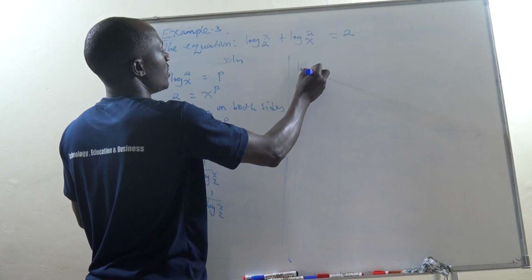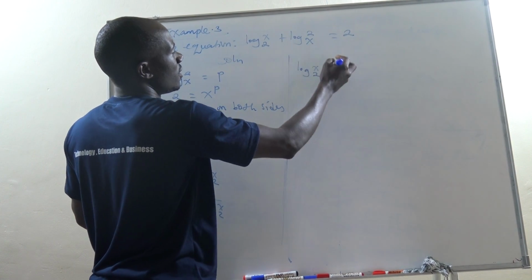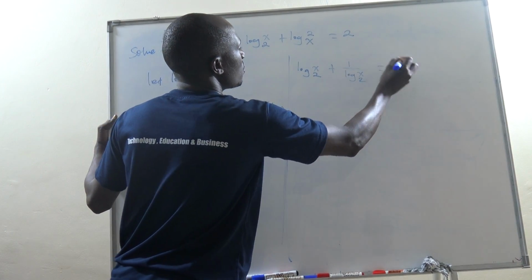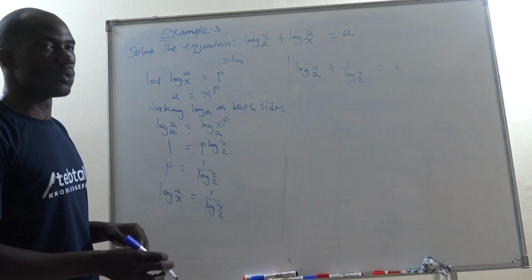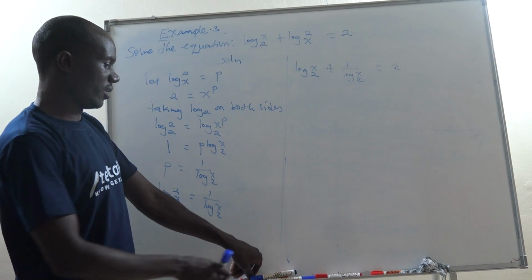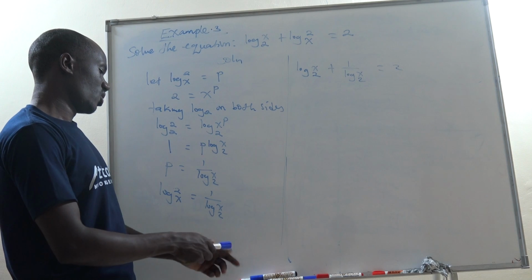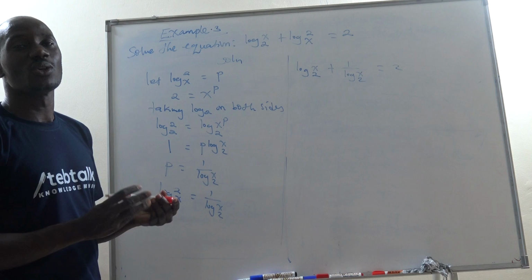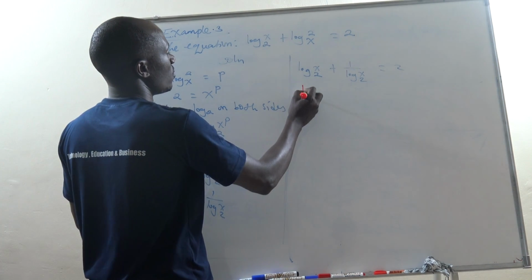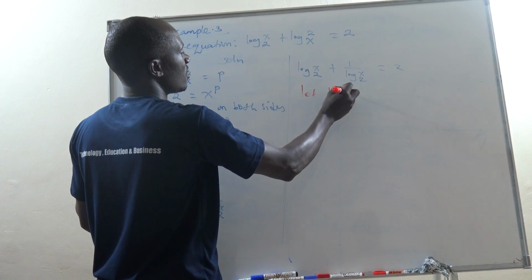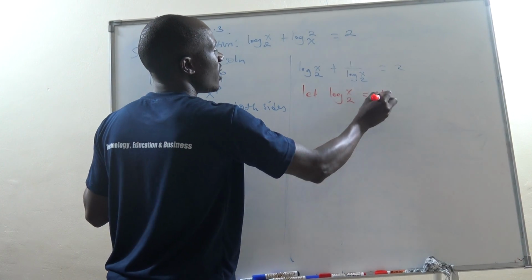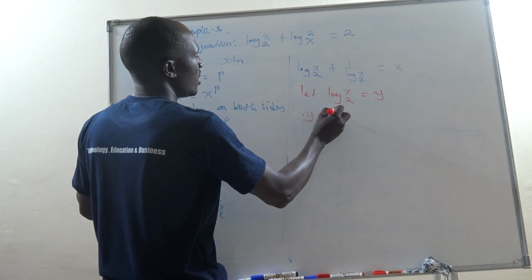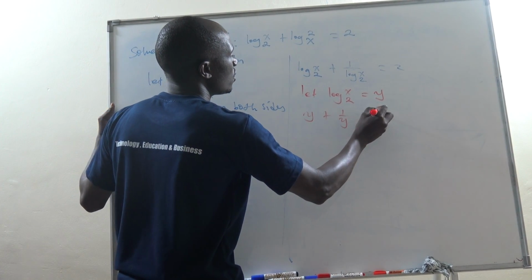So we proceed. Log x base 2 plus, this one was already changed, 1 out of log of x to base 2 equals 2. Now you can see log of x to base 2 is common everywhere. So when it is common, you let log of x to base 2 equal y, or any other letter. When we see x base 2, put a y. This becomes y plus 1 out of y equals 2.